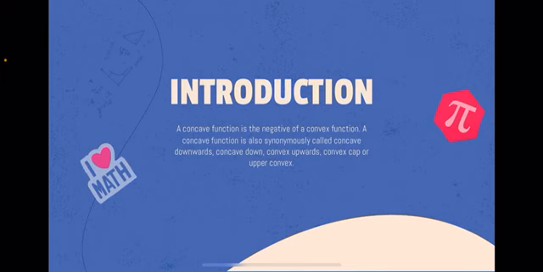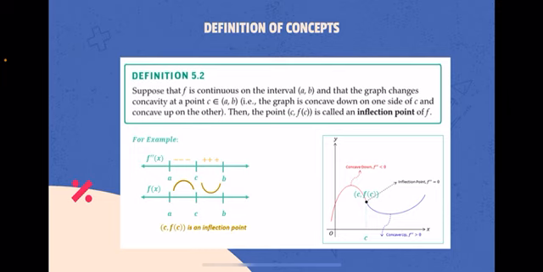Introduction. A concave function is the negative of a convex function. A concave function is also synonymously called concave downwards, concave down, convex upwards, convex cap, or upper convex. And now let's come to the definition of concavity.